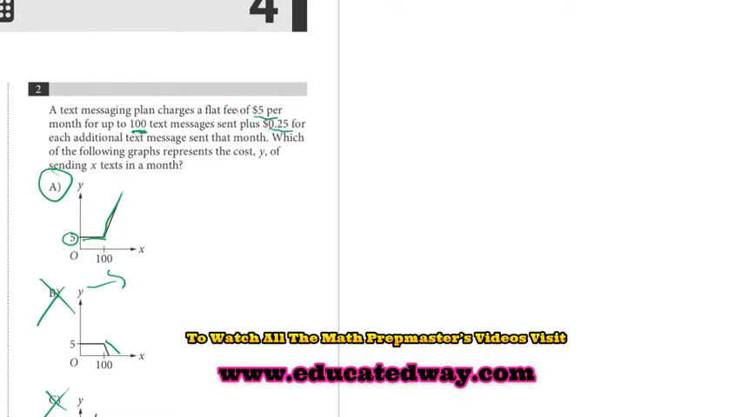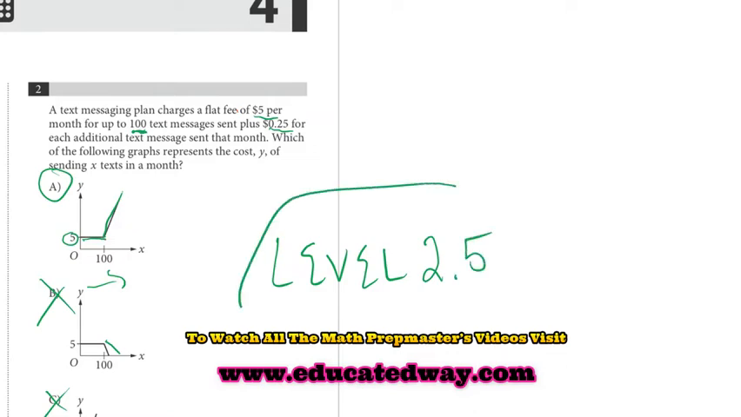Pretty simple, but looking at the graph, we had to decipher which one it was. Level of difficulty, I'll give that a level 2.5. Let's go to number 3.